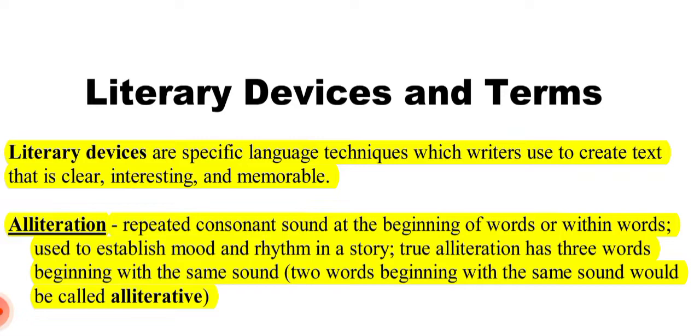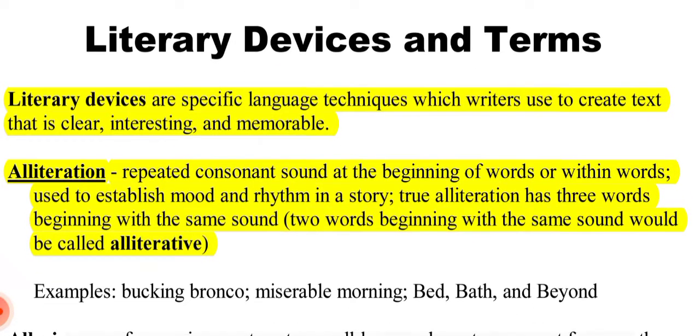So our first literary device is alliteration. Now, what is alliteration? In alliteration, it is often seen that a consonant sound is repeated at the beginning of words or within words. It is also used to establish mood and rhythm in a story. True alliteration has three words beginning with the same sound. Two words beginning with the same sound would also be called alliterative or alliteration. This kind of thing you will get in poetry, not only in English poetry, but also in other literary fields. For example: bucking bronco, miserable morning, bad bath, and beyond. So this is an example of alliteration.